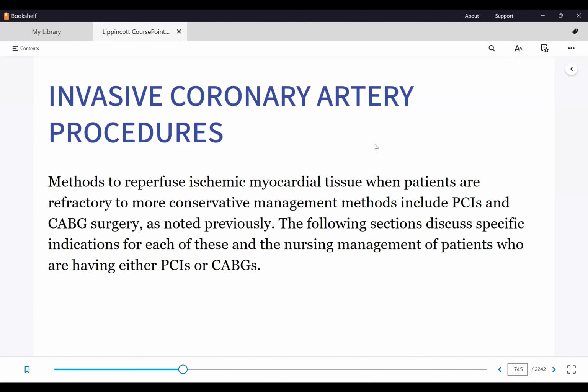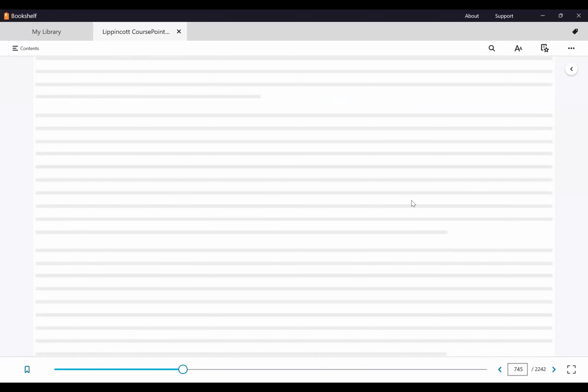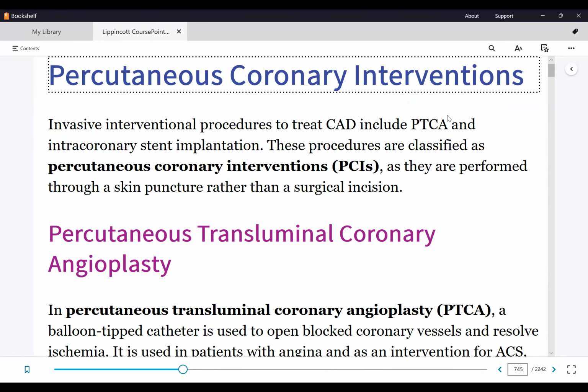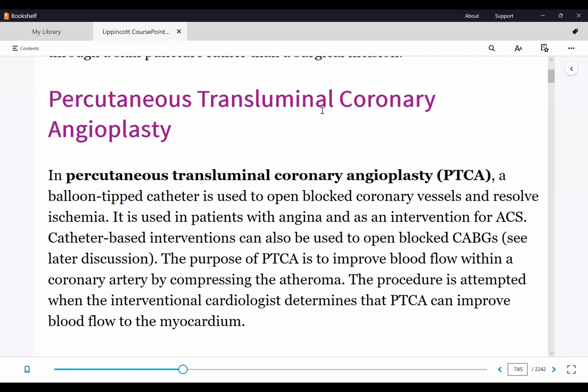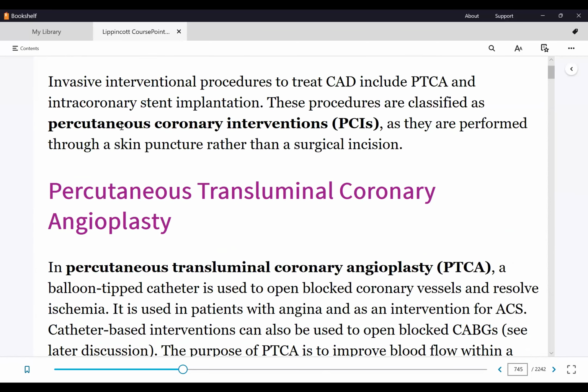Let's now discuss your responsibilities when preparing the patients for PCI and/or CABG. CABG stands for coronary artery bypass grafting. PCI again is the gold standard for treating MIs. So it's interchangeable. You can call them PCI.